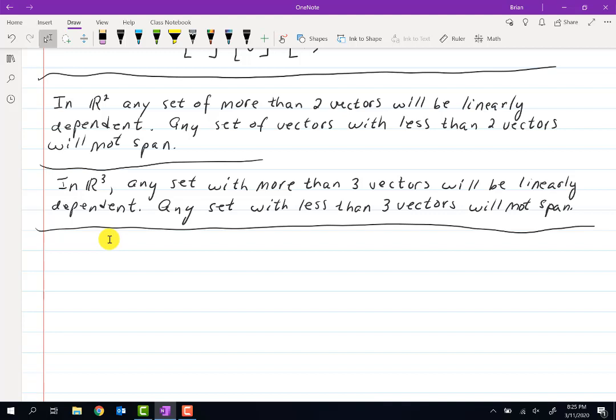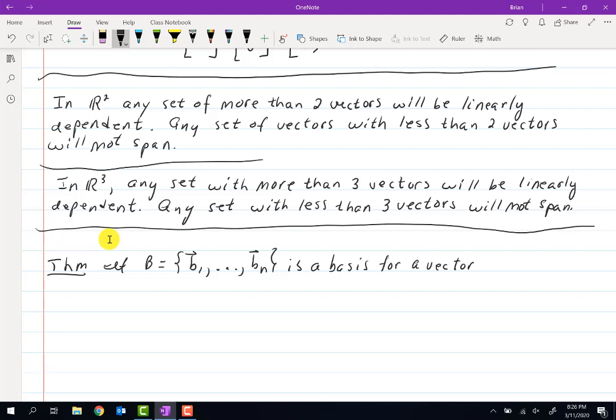So let me do a theorem to start things off. If B equals B1 up to Bn is a basis for a vector space V, then any set of more than n vectors will be linearly dependent.